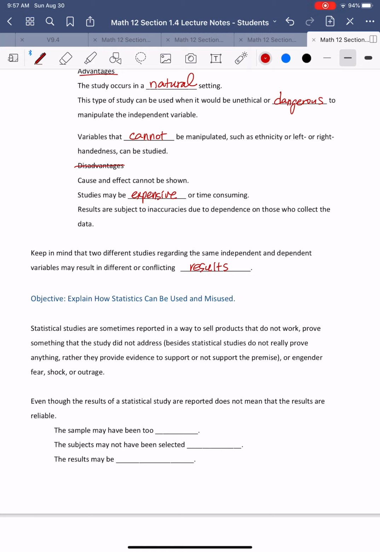So the sample may have been too small. That's a possibility. The subjects may not have been selected randomly, and the results may be misinterpreted. That's another thing too, right?